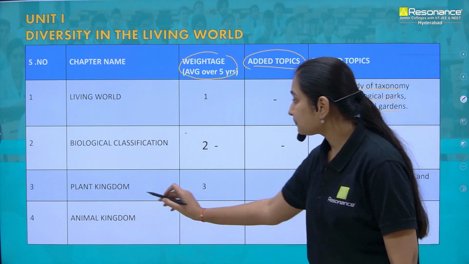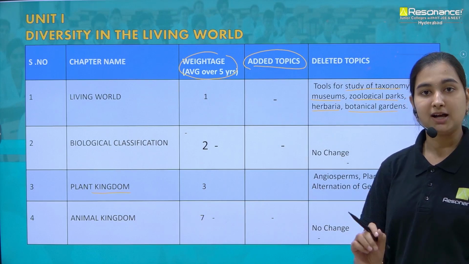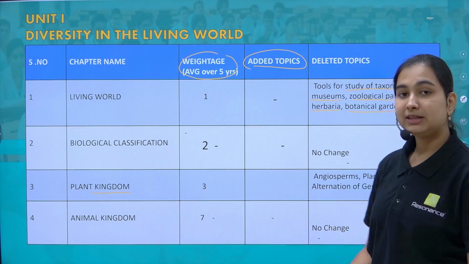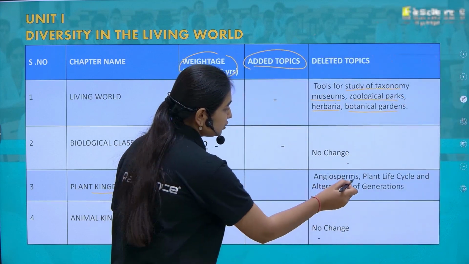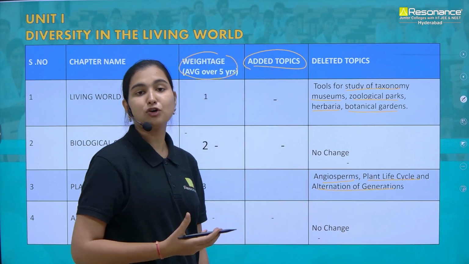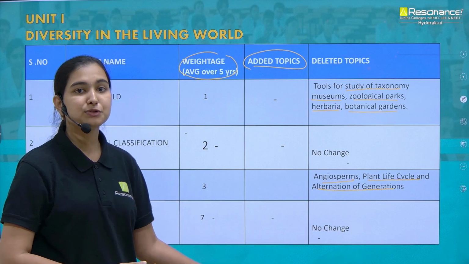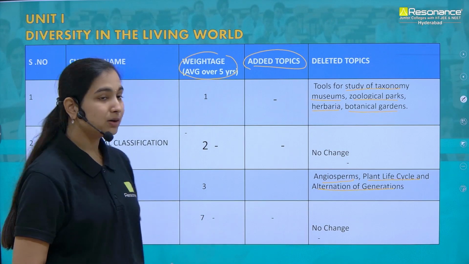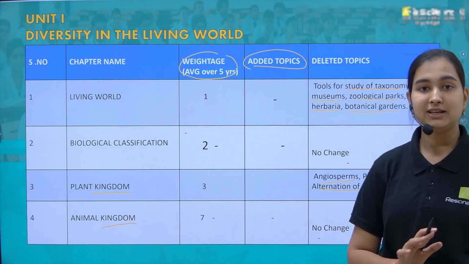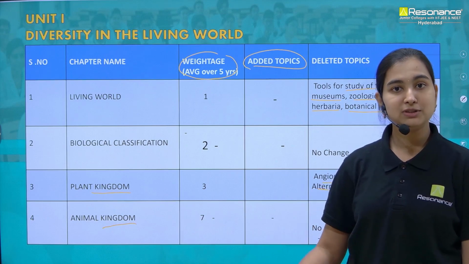Talking about the third, you have the plant kingdom. In the plant kingdom, there is no added part, but some part is deleted. What exactly is deleted? Here you can see the angiosperms, the plant life cycle, and the alternation of generation. These topics present in the old NCERT are now deleted. You are not supposed to read them for your preparation. Next, we have the animal kingdom. In animal kingdom also we don't have any change: there are no added topics and no deleted topics. So you can prefer the same thing here.